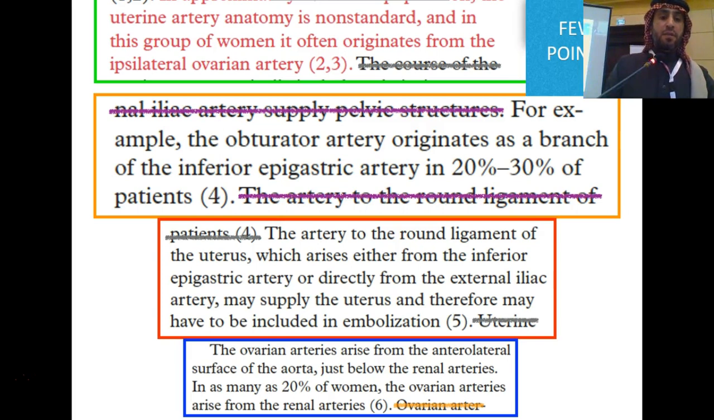There are many variants. For instance, the obturator artery, instead of coming off from the anterior trunk of the internal iliac artery, could come from the inferior epigastric artery, which is a branch from the external iliac artery. Sometimes the round ligament artery contributes to a major supply, and usually comes off from the external iliac artery. Sometimes there is absence of the uterine artery, for instance. Very rare, but it could happen.